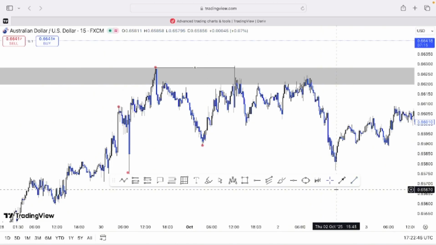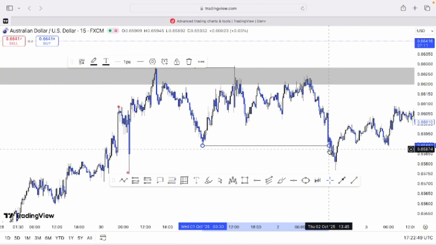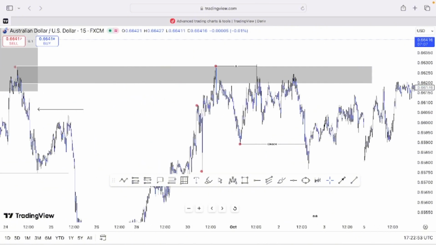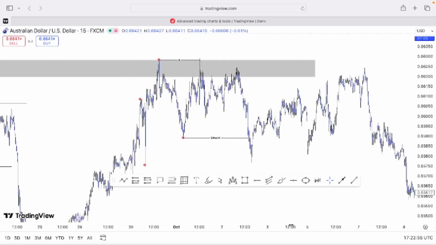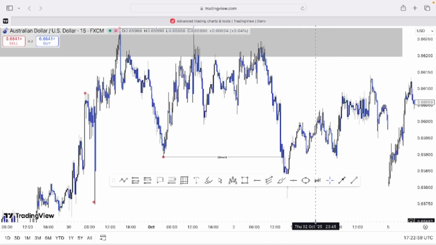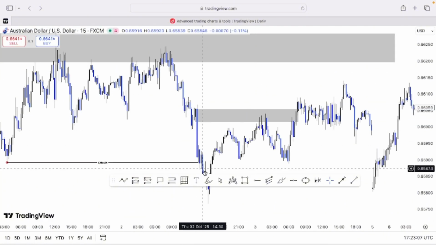So the change of character came up. This is the confirmation right there, change of character right here, just like that. Then after having the change of character, now you look for your area of interest where you will enter the trade. So like I said, here we had a bit more areas of interest. As you can see here, this was the last candle that gave us that impulse to the downside.